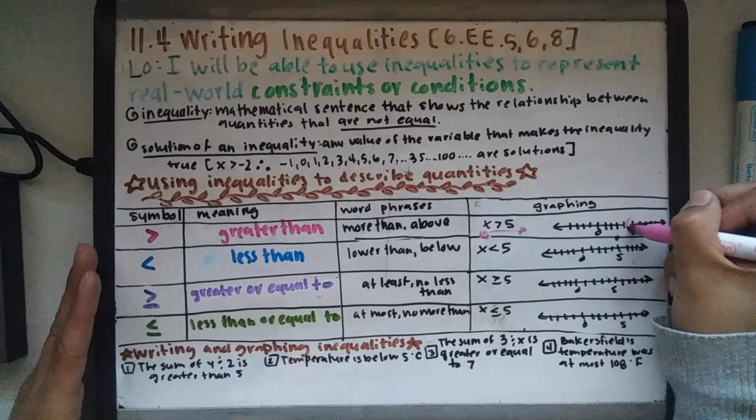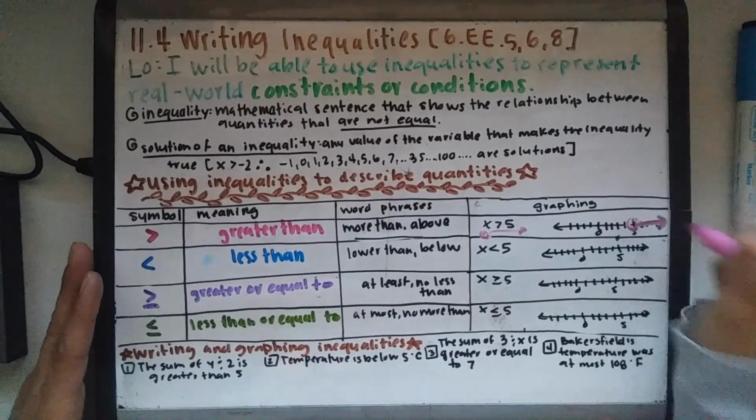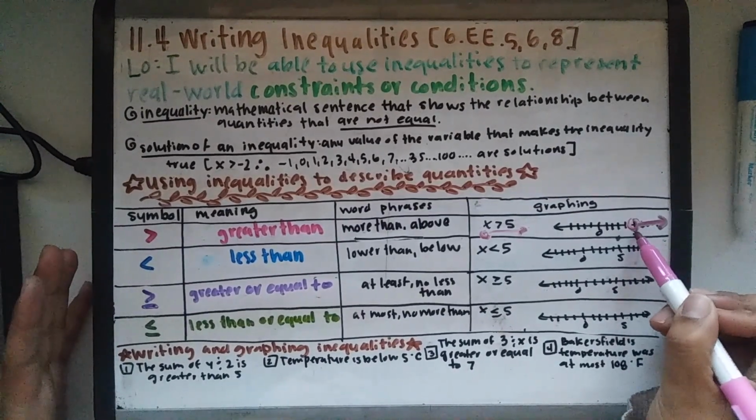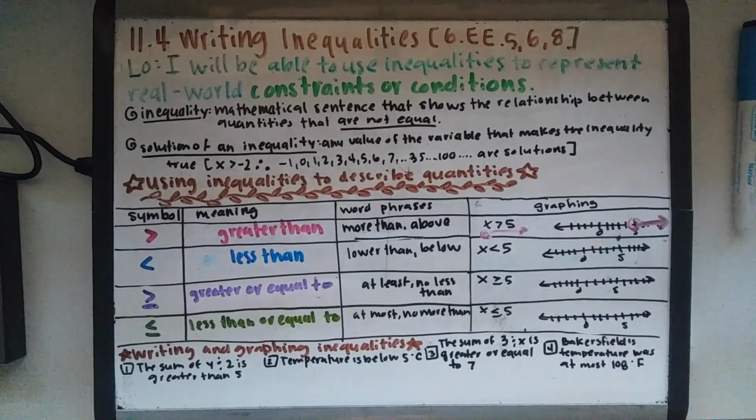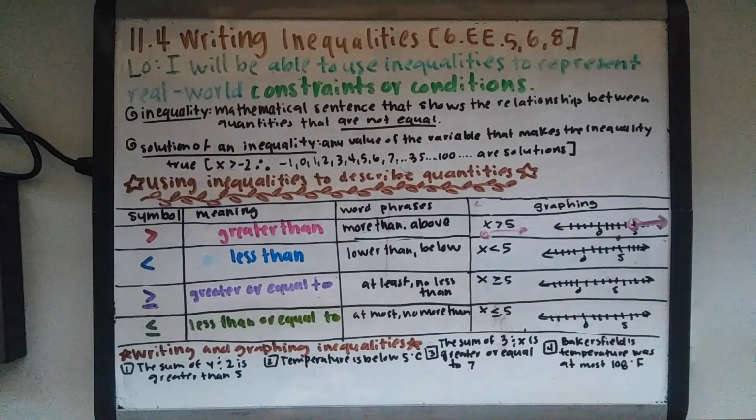So I'm going to open circle at 5, and I'm going to shade this way with the little arrow, meaning any number above 5 is going to work as a solution for that. Okay, so it cannot be 5, but it can be like 5.1 or even 5.0001. Anything greater than 5.